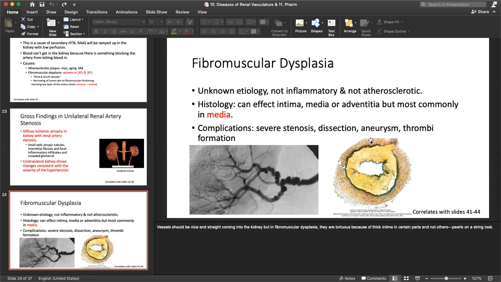So the vessels should be straight coming into the kidney. I don't have a great picture that's just a normal one, but if you look right here, they're straight coming in. But these kind of look like beads on a string. Now, she can't say beads on a string or pearls or anything like that, but you can see that it looks like that. Dot, dot, dot, dot, dot.